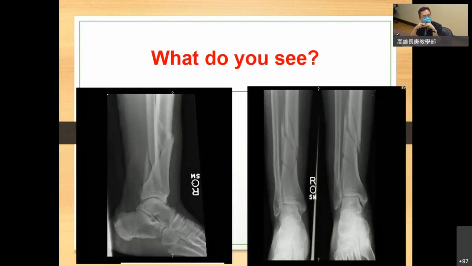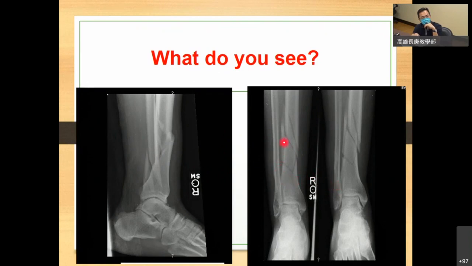These are also examples. The left one is a tibial shaft. These two pictures are of one patient with different views. This is the sagittal view, this is the coronal view. As we see, it's a spiral fracture. Which bone? It's the tibia, at the shaft, but located at the distal third. And the fracture pattern is a spiral fracture.